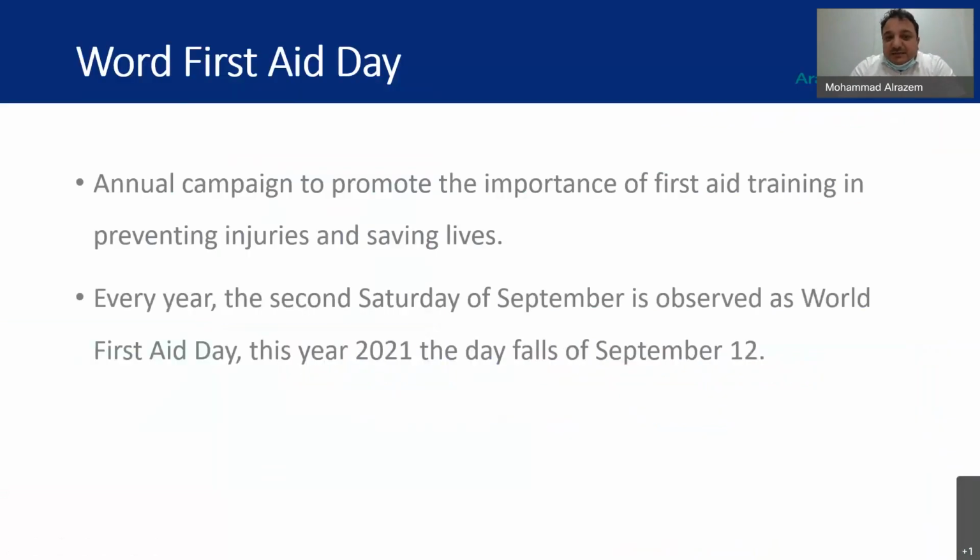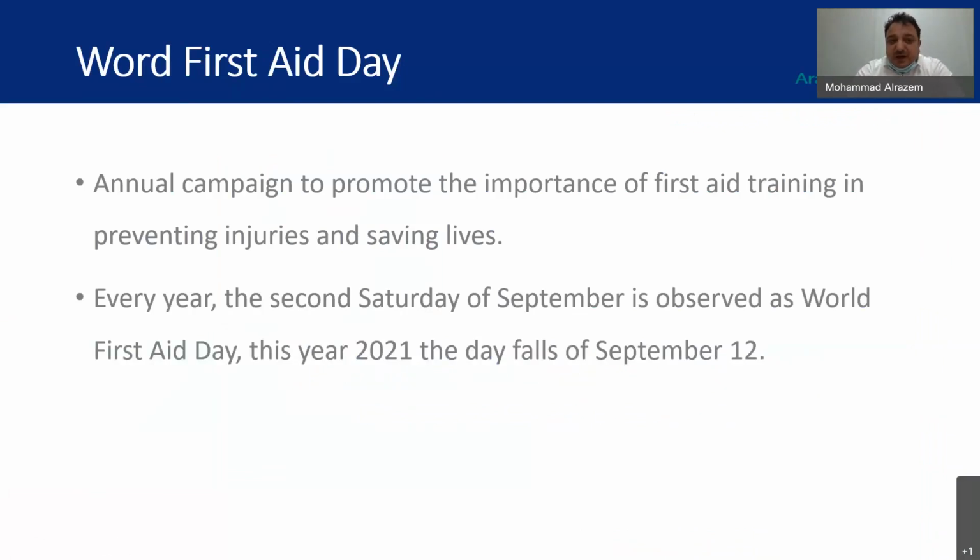Now, World First Aid Day is an annual campaign to promote the importance of first aid training in preventing injuries and saving lives. Every year, the second Saturday of September is observed as World First Aid Day. This year, in 2021, the day falls on September 12th.